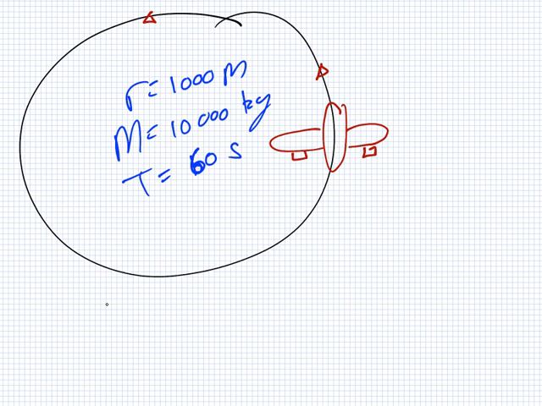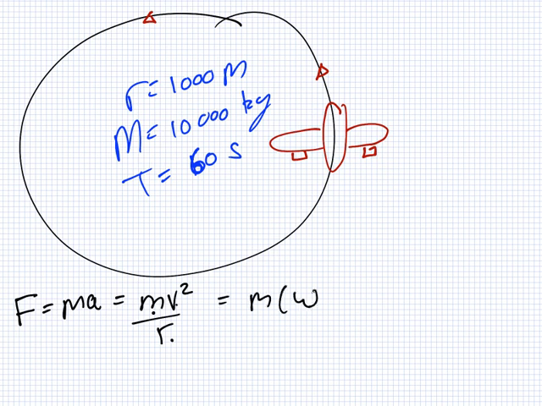Okay, let's have a look. So, Newton said F equals ma, but we know what the a is. It's v squared over r. Do we know the m? Yeah. Do we know the r? Yeah. Do we know the v? No. But v is omega r. So that's actually m omega squared r.